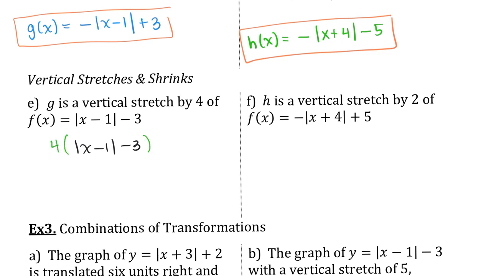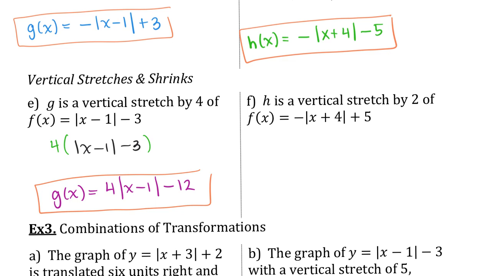What is this called? g of x? Yeah, g. Okay, again, I can't distribute to absolute value, so I'm going to keep the 4 on the outside. I can distribute to the 3, so now this is going down 12. So instead of going down 3, now I'm going down 12 because I'm going 4 times as far.